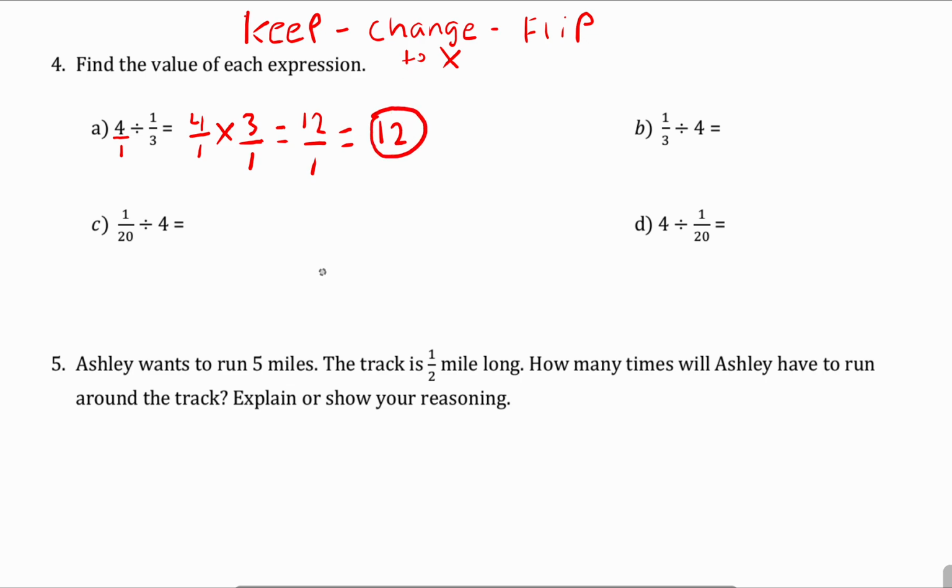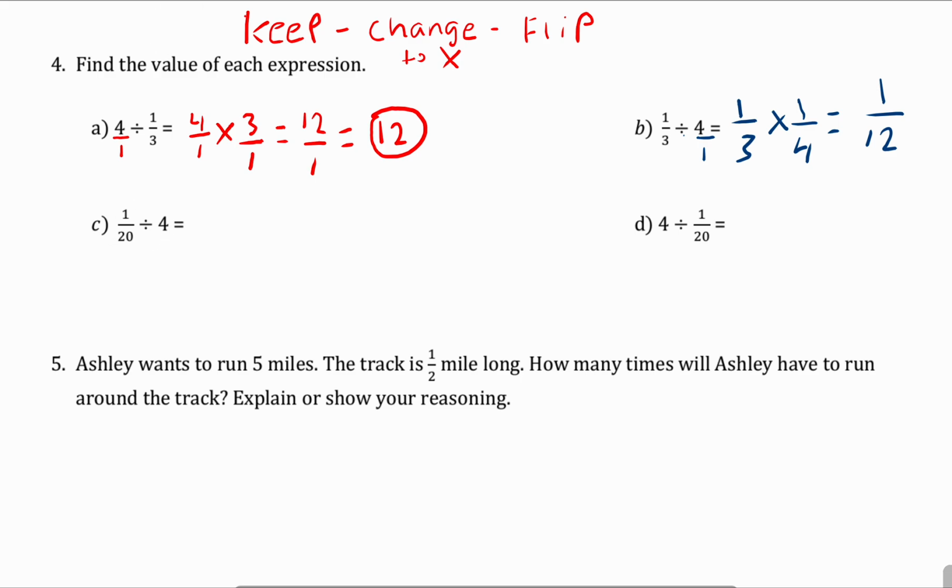Okay? Let's try the next one. Let's try this one now. 1/3 divided by 4. So again, we keep the 1/3. We switch this to multiplication. And this, which is really 4 over 1, we're going to flip it. And that's going to be 1 over 4. So now this time the answer is going to be 1 over 12.